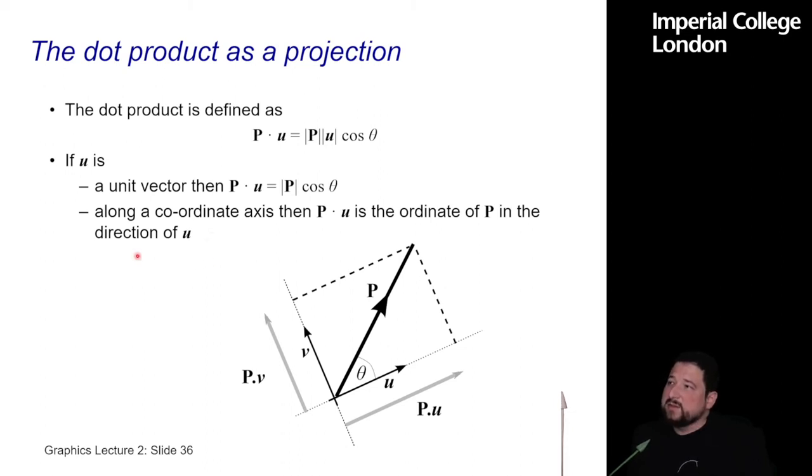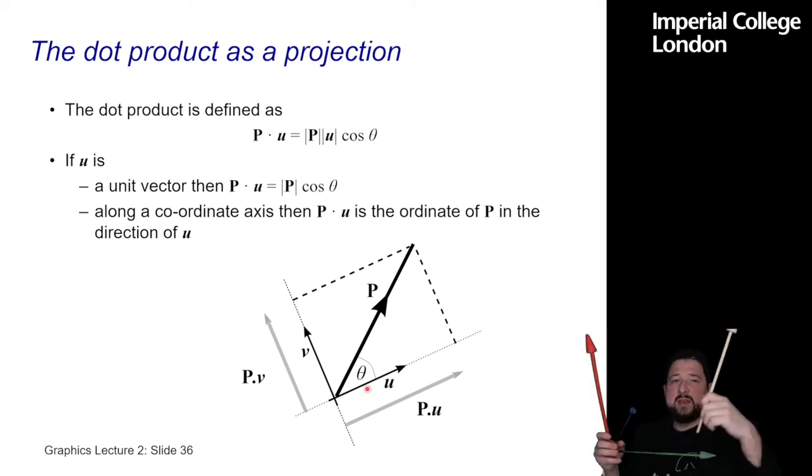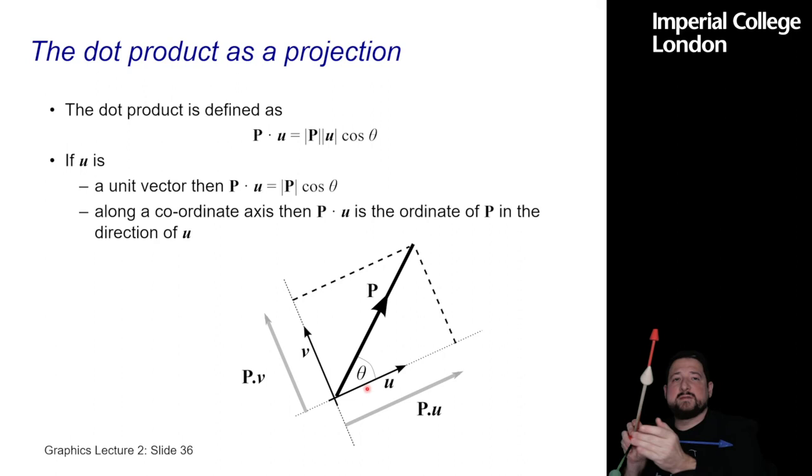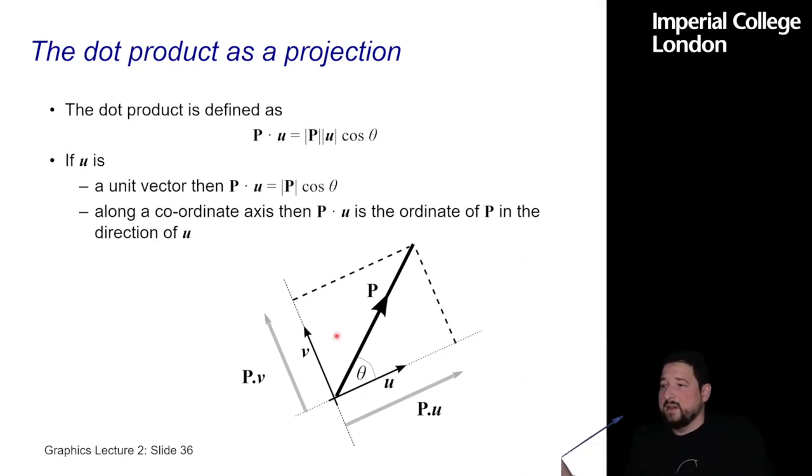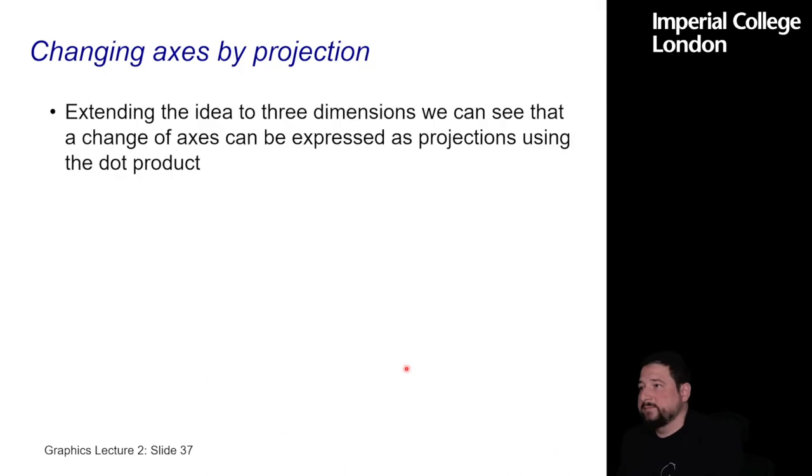And also if U is along a coordinate axis, then P dot U is the ordinate of P in the direction of U. So if I have what I showed you earlier, if I have this projected onto this vector, so say P dot U here, U along this vector, then what you get is the projected magnitude on this vector. So if we extend that to 3 dimensions, we can see that a change of axis can be expressed as a projection using the dot product.